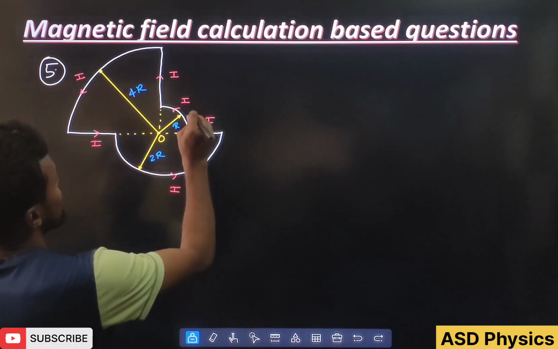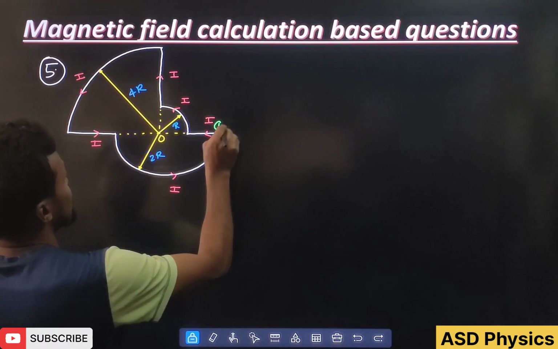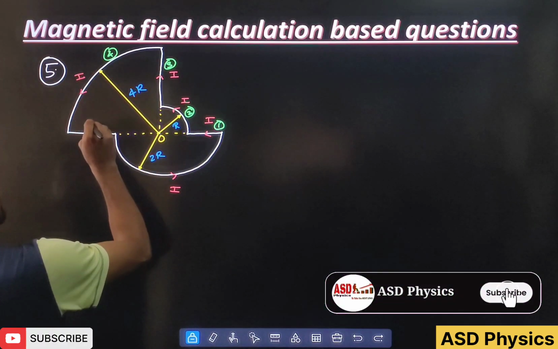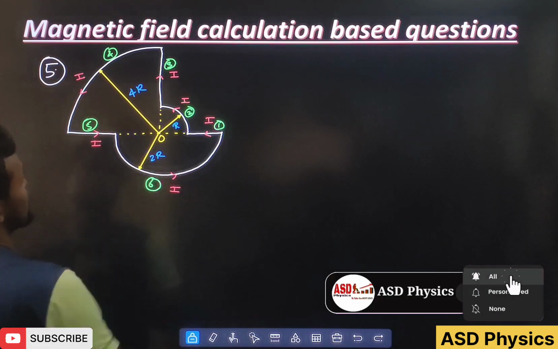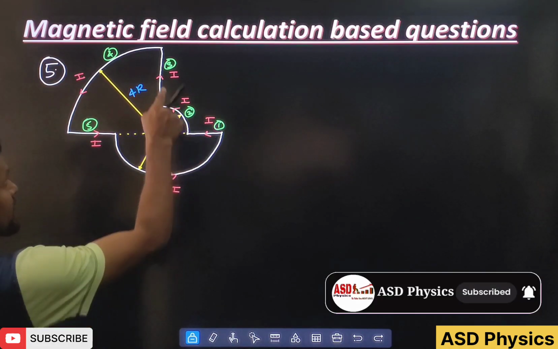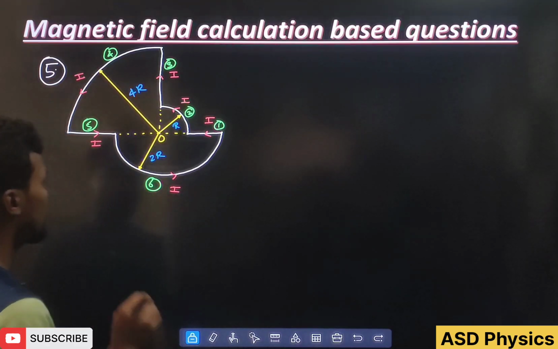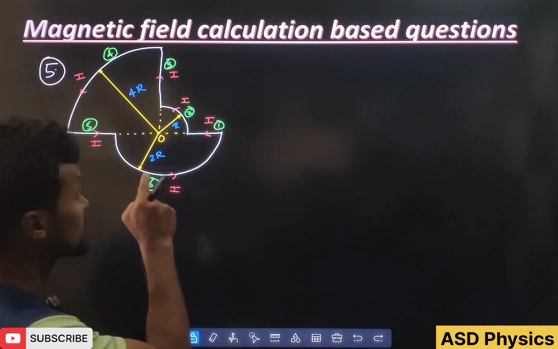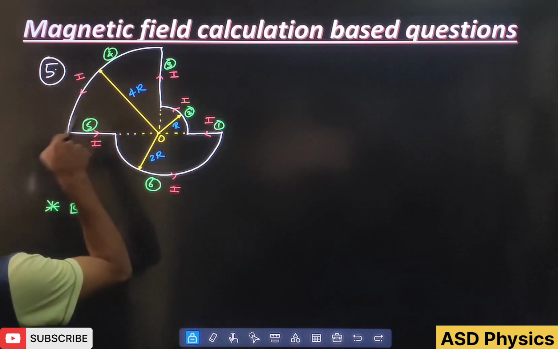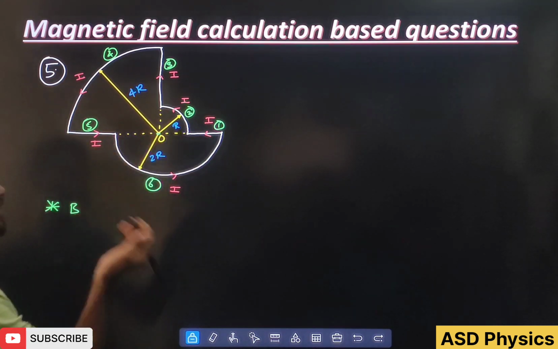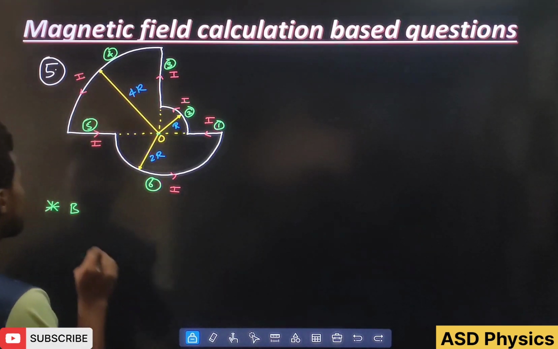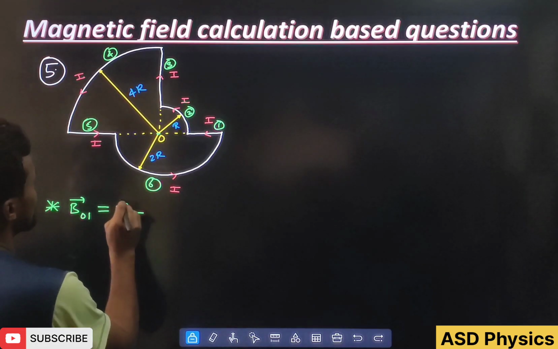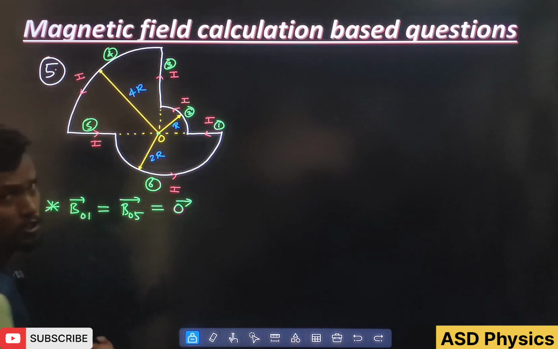See, one by one I will take here, students. So let's take this is section 1, section 2, section 3, section 4, section 5 and section 6. First, second, third, fourth, fifth, sixth. Now students, magnetic field due to which sections will be 0? See the diagram and tell. Due to section 1 and section 5, because the observation point is along the length of the current carrying conductor. That means we can write B naught 1 is equal to B naught 5, and that is 0, null vector.